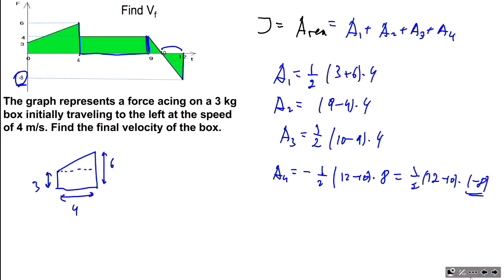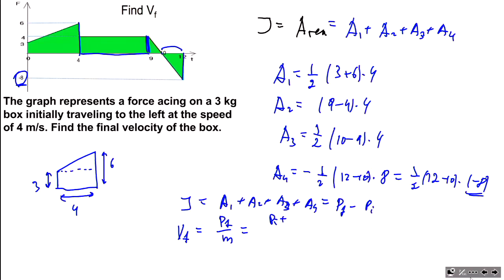Now what do we have to do? Now we have to add them up again. I'm not going to do that. I just write this again. What should it be equal to? It should be equal to final momentum minus initial momentum. What are we looking for? We're looking for the final velocity. Final velocity equals final momentum divided by the mass. And that's supposed to be equal to initial momentum plus the impulse over mass.